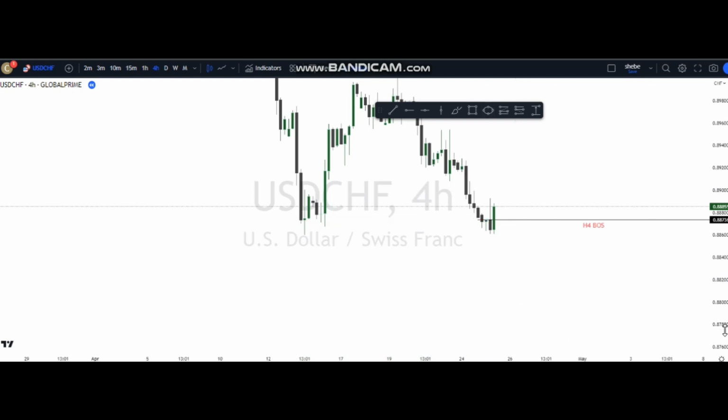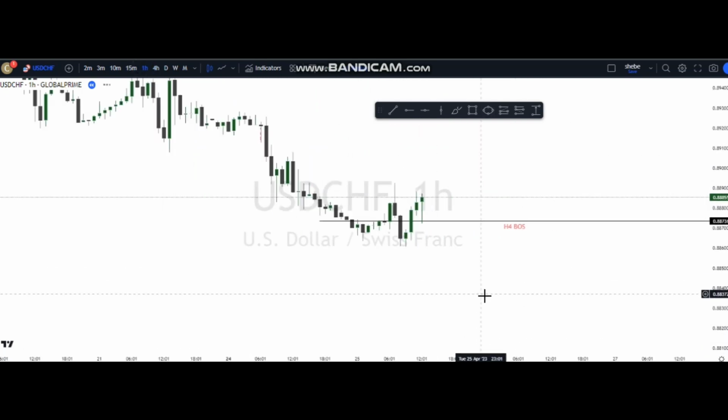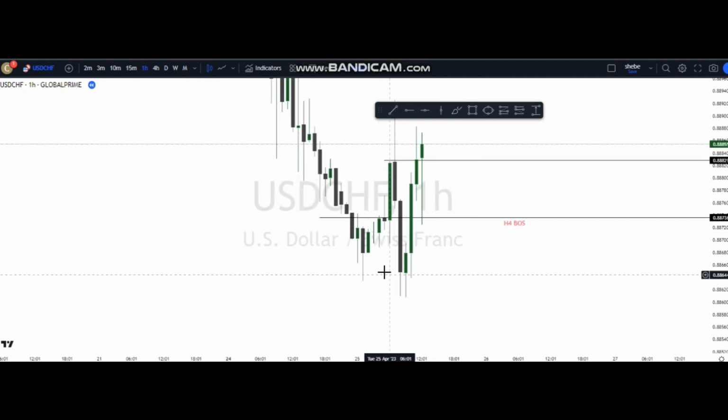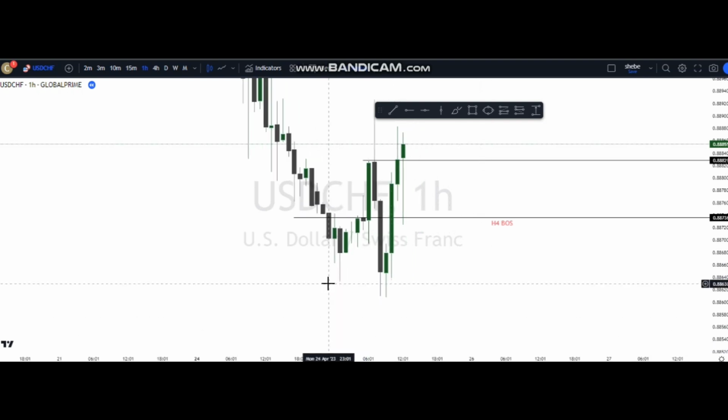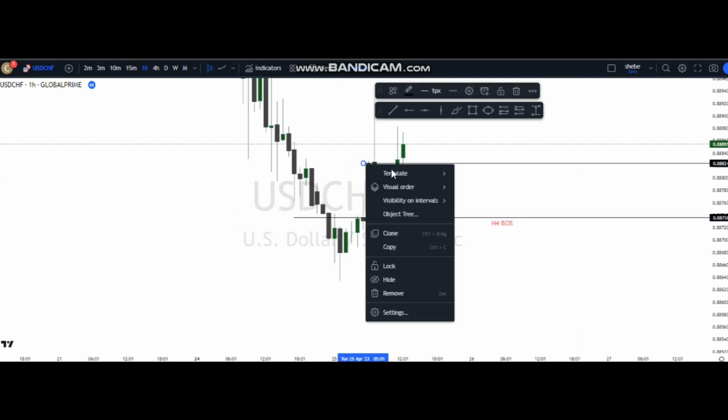So what next after seeing the 4 hour break of structure? We just go to the 1 hour time frame and look for the 1 hour break of structure. Like you see, this was the 1 hour break of structure. You want to be more clarified? You want to make it more clear? This was low, this was high, this was low, this was high. Then the price broke below. Hence, making this one our 1 hour break of what? Break of structure.